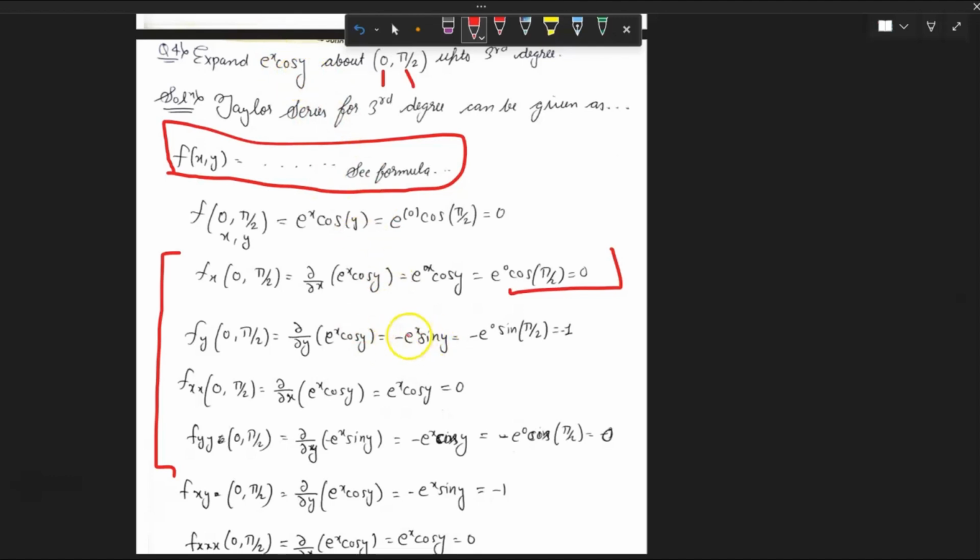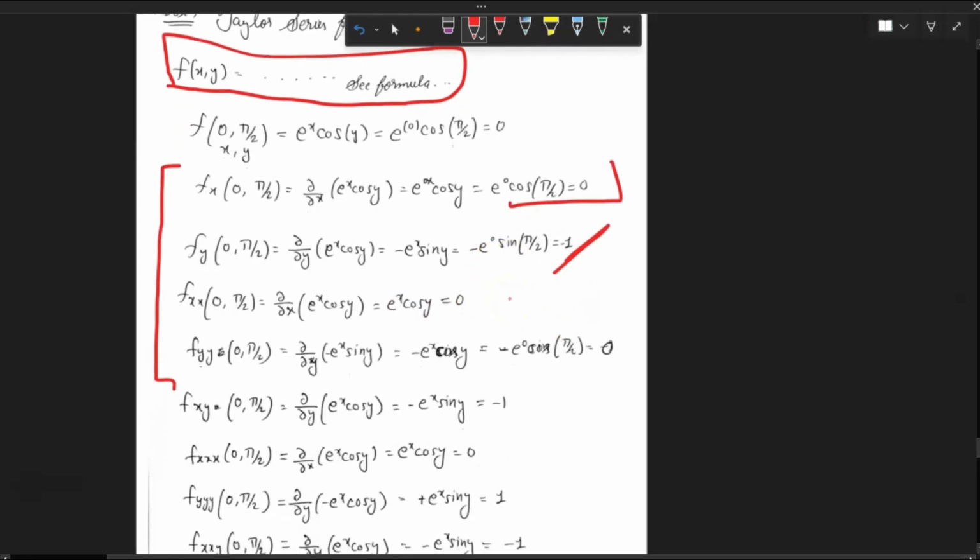So minus sin y, and e raised to the power x is constant, so no need to worry about that. Put the values for x and y as 0 and pi by 2. Calculate it with the help of a calculator. You will get the result.